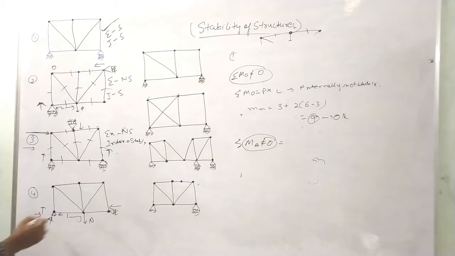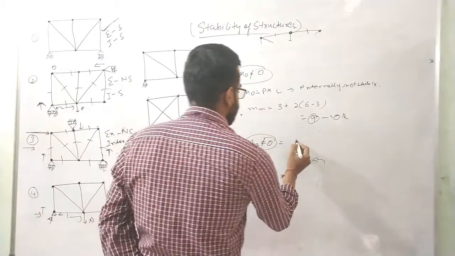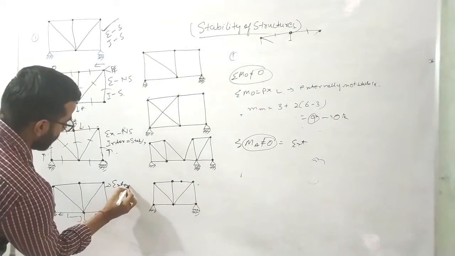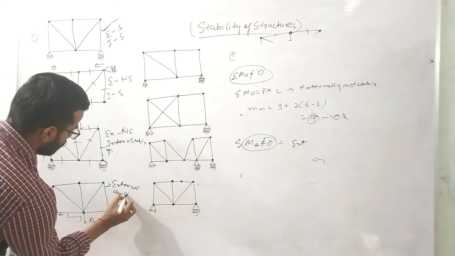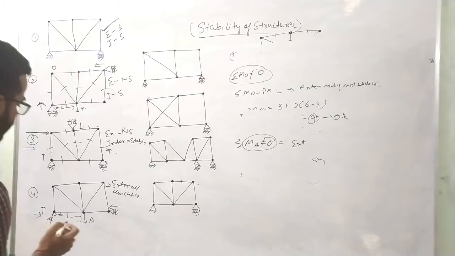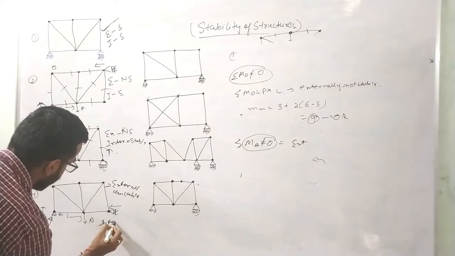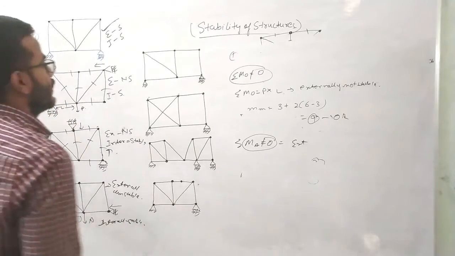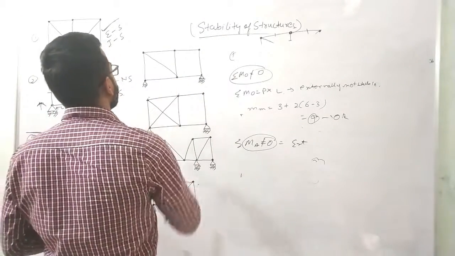So this is our L. This is also externally unstable. And for internal stability, I think it is internally stable.